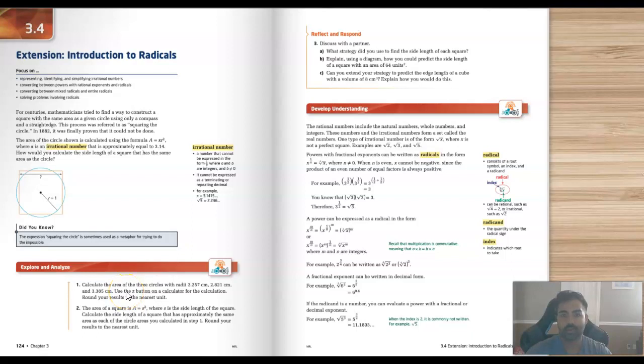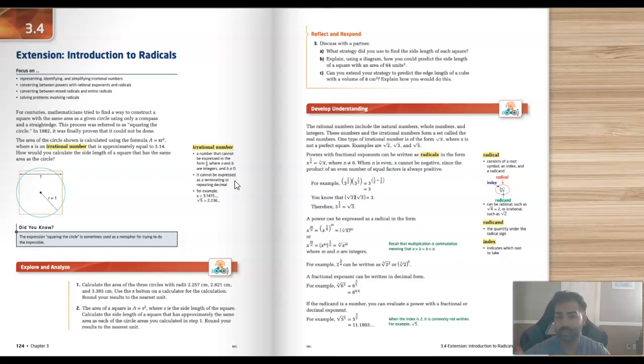Okay, so now moving on to section 3.4, Introduction to Radicals. This is not really an extension because you need to know this in grade 10. What we're talking about here are exponents of irrational numbers, so the exponent is an irrational number. And review what an irrational number is. It's basically a number that you can't put as a fraction because it goes on forever and doesn't repeat.